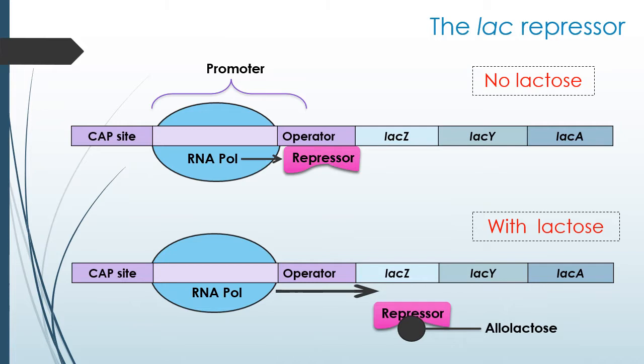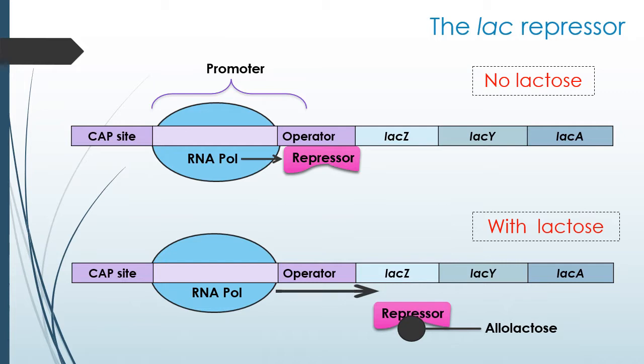Okay, so what is a lac repressor? I'm going to discuss the lac repressor. The lac repressor is a protein that represses or inhibits transcription of the lac operon. It does this by binding to the operator, which partially overlaps with the promoter. When bound, the lac repressor gets in RNA polymerase's way and keeps it from transcribing the operon.